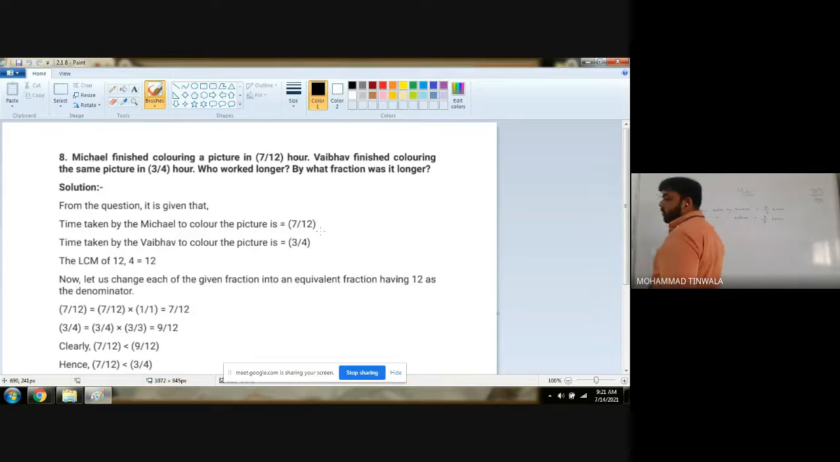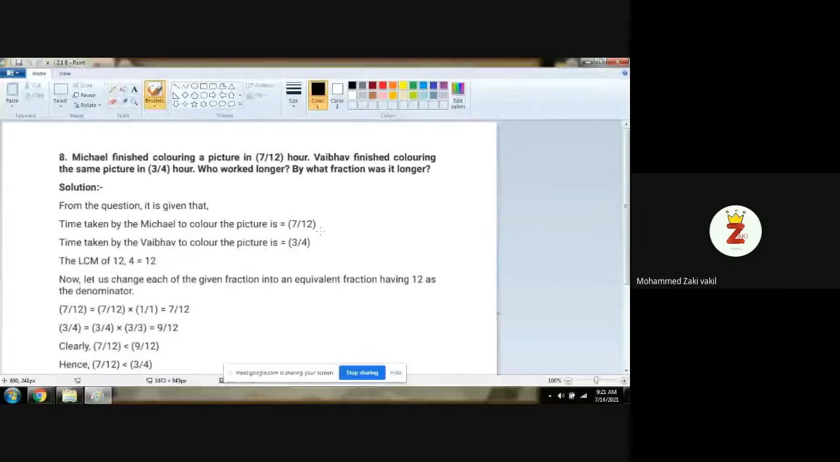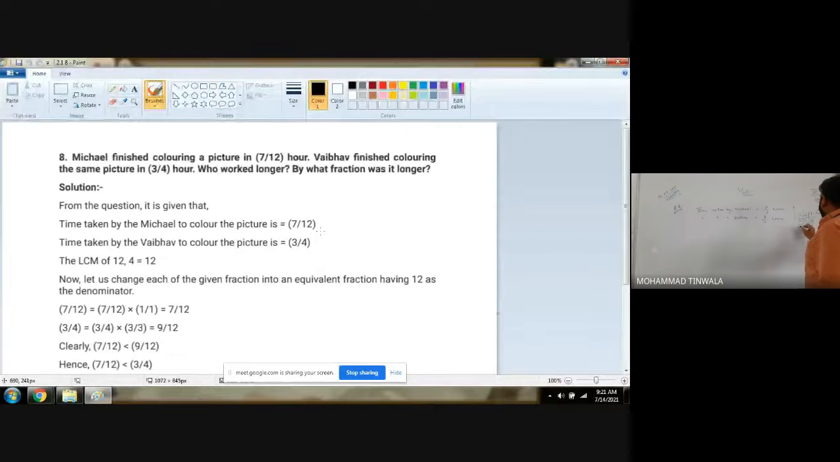Now we have to compare who took longer time. So we cannot compare, we cannot add, we cannot subtract until we have like fractions. So what fractions do we have? 7 upon 12 and 3 upon 4. Both the denominators are different, so again we have to take the LCM. Yes or no? 2 3s, 4, 2 6 12, 2, 1, 3. The 3 will be as it is. So LCM is 2 into 2 into 3, which gives us 12 as our LCM.